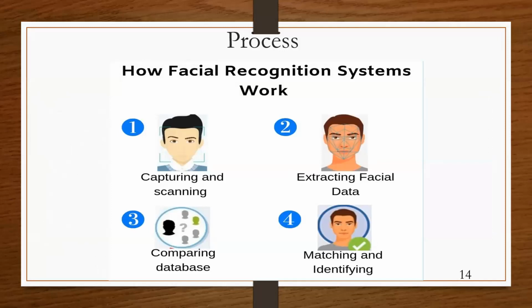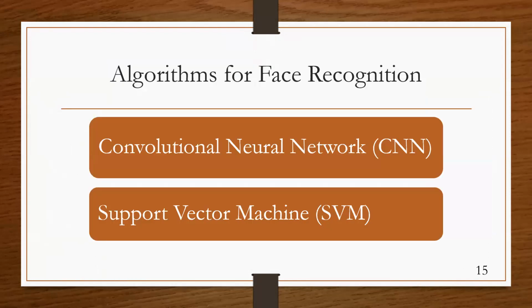So here is a basic workflow. First, we capture and scan the image. After scanning, we extract the feature data and compare that feature data with the database. If a match is found, we identify the person. If a match is not found, we say it is an unknown person.